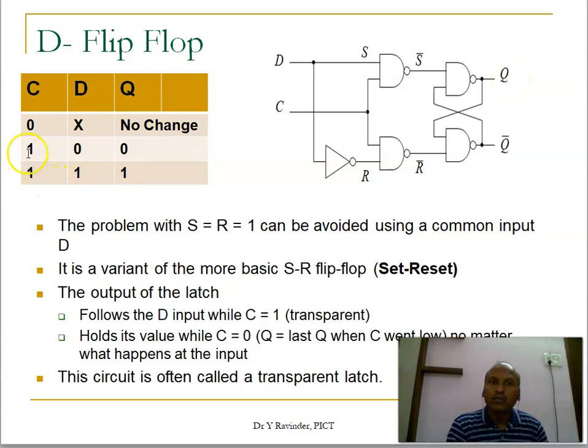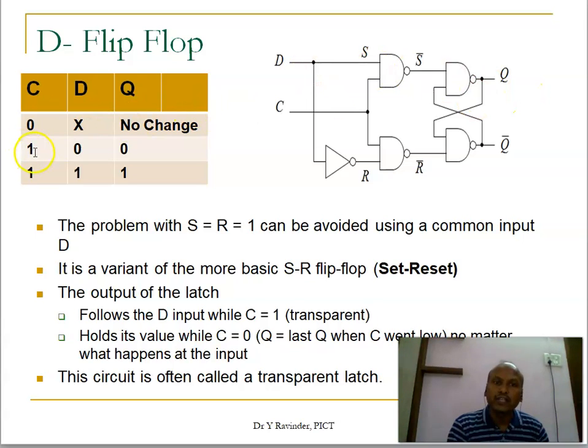So when D is 0, R is 1, and the output becomes 0. So if D is 1, this is 1 and this becomes 0. So this is 1. So as soon as this changes from 0 to 1, whatever the input is will go here.